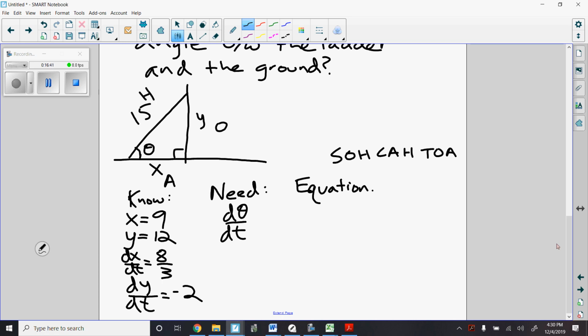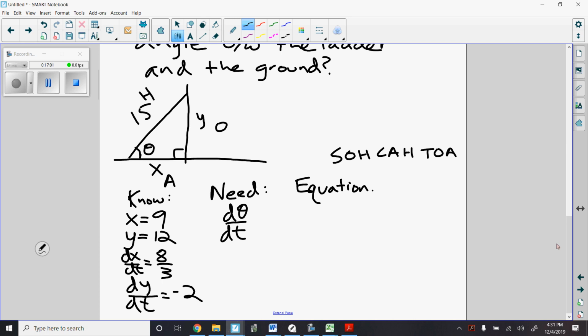I don't want to use tangent because that's going to use both the variable y and the variable x. It would say tan theta equals y over x. I would have to do a quotient rule to solve that. Now, you're certainly welcome to do that, but on a timed test, you might want to stay away from tangent in this particular scenario. I could use sine or cos.